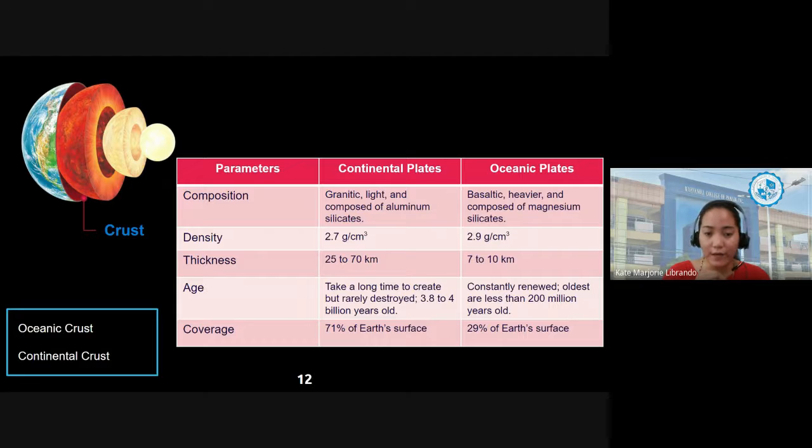In terms of the age, continental crust takes a long time to create but is rarely destroyed, 3.8 to 4 billion years old, while oceanic crust is constantly renewed. The oldest are less than 200 million years old. When it comes to oceanic plates, later I will discuss why. And coverage is 71% of the Earth's surface for oceanic and 29% for continental.